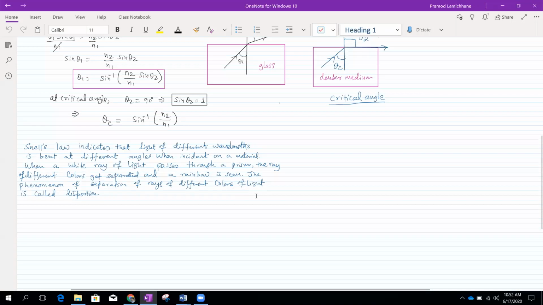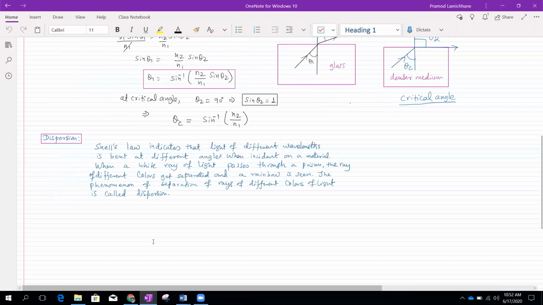Another thing that we're going to check in this lab is the dispersion in the prism. Snell's law indicates that light of different wavelengths, and light has different wavelengths. For example, blue light has a different wavelength than red light and violet light. Green light has a different wavelength as well. So each different color of light has a different wavelength and frequency as well. So Snell's law indicates that light of different wavelengths is bent at different angles when incident on a refracting material.